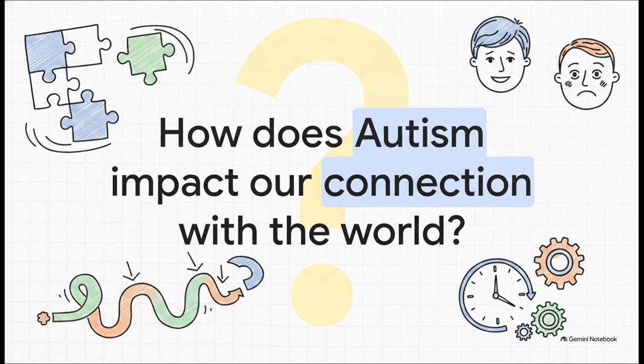How does autism actually impact the way someone connects with the world? We completely take for granted our ability to seamlessly read a room, pick up on a subtle facial expression, or just roll with a sudden change in plans, right? But for a child or an adult on the autism spectrum, these automatic processes are experienced through a completely different lens. Let's look at exactly how those differences play out.